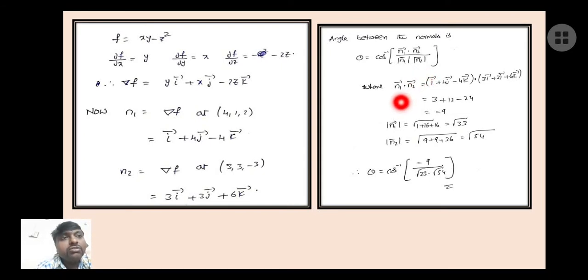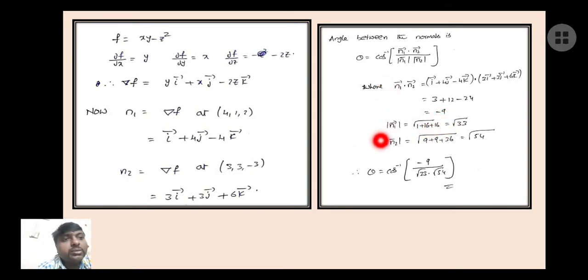So first I am calculating the dot product between n1 and n2. n1 bar dot n2 bar is equal to, I can take the first vector i bar plus 4j bar minus 4k bar dot 3i bar plus 3j bar plus 6k bar. I am applying the dot product. So that is equal to 3 plus 12 minus 24, that is equal to minus 9.